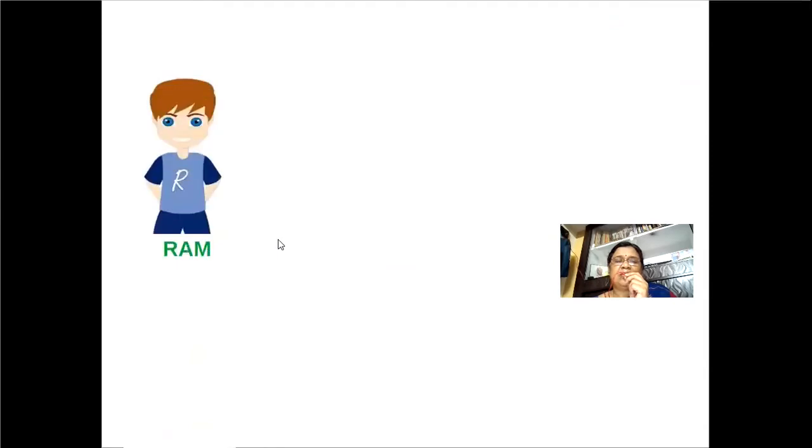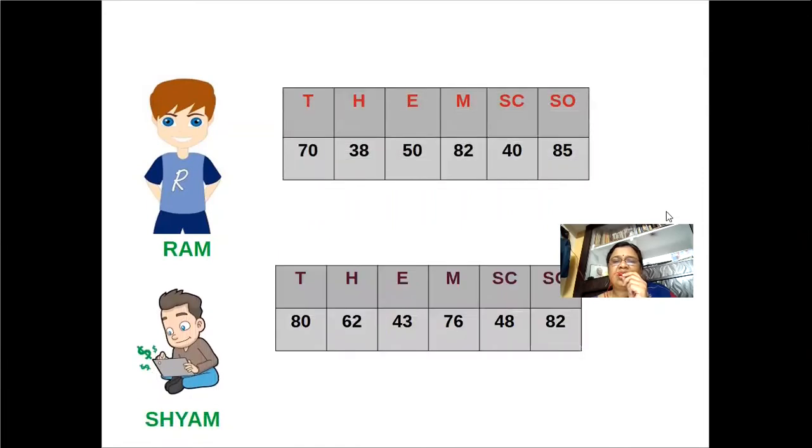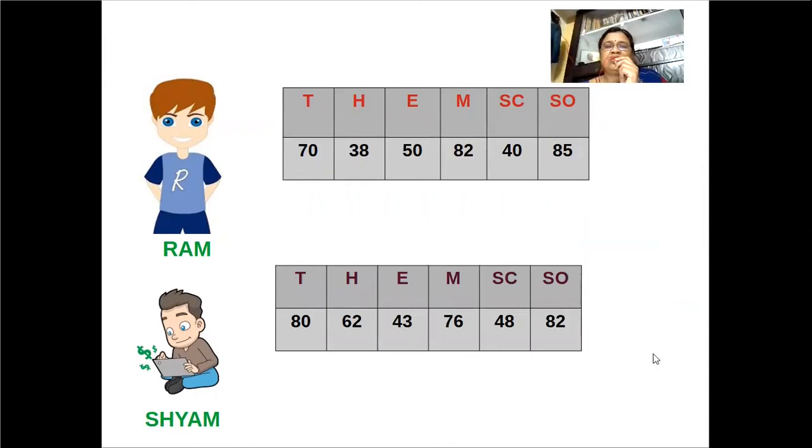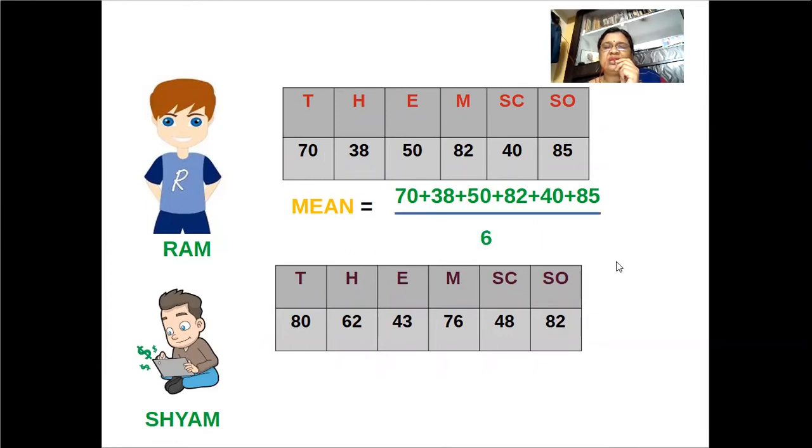See, this is Ram and this is Sham. So these are the marks they were awarded for the final exam. So for this first rank, we have to find out the mean. Mean means sum of the observations by number of observations. Mean is nothing but average. So here there are 6 subjects, so we have to add all the marks, and you have to divide this with 6.